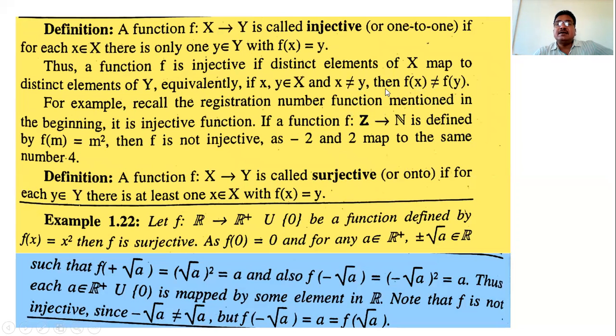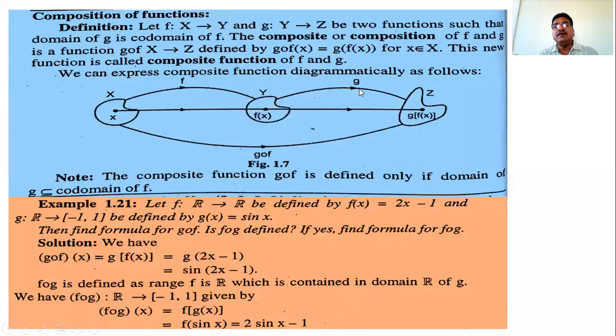So both sentences are the same, because the negation of p implies q is negation of q implies negation of p, and these two are logically equivalent. So when we say the function is injective, if the elements are different, then the images are also different, then the function is called injective. That is, if two elements have the same image, then the function is not injective.